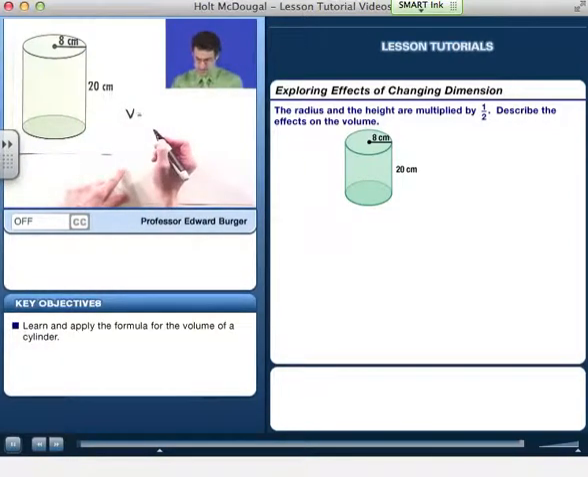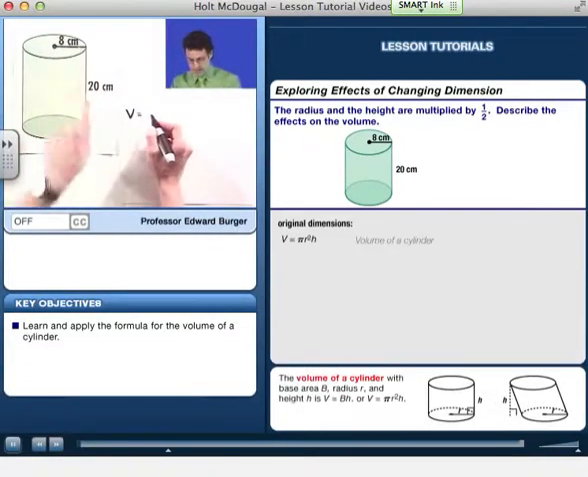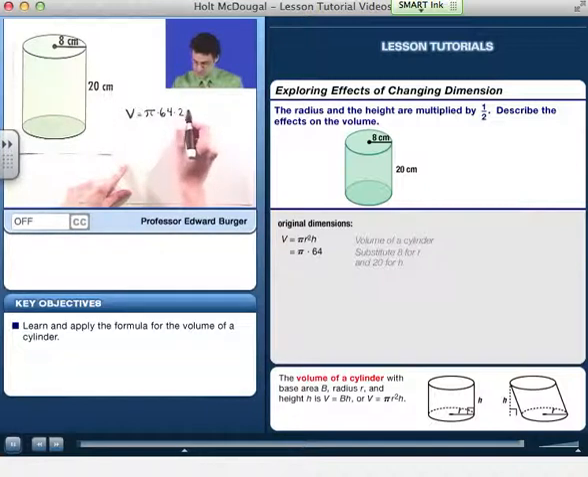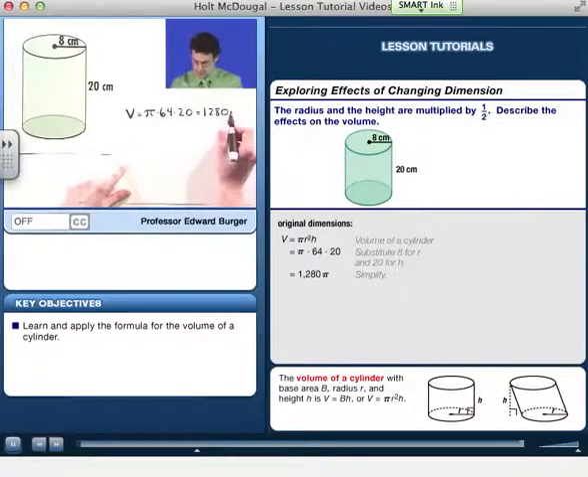That's pretty easy, because what do I see? I see it's going to be pi r squared h. And so I've got pi times r squared. That's going to be 64 times h, which is 20. And so what I see here is 1,280 pi. Okay, and what are the units, by the way? The units are centimeters cubed. But I want us to focus on this number.